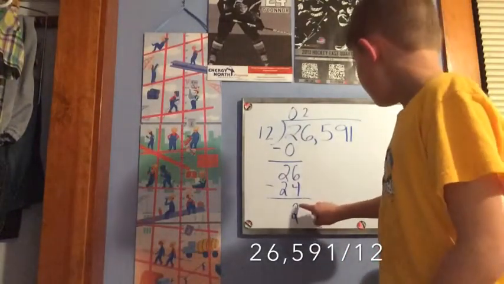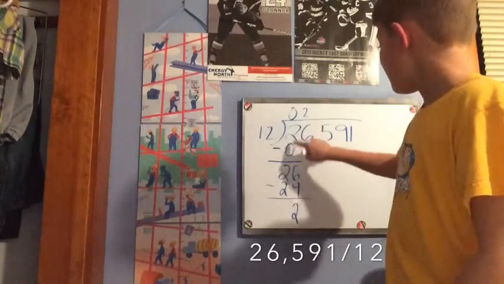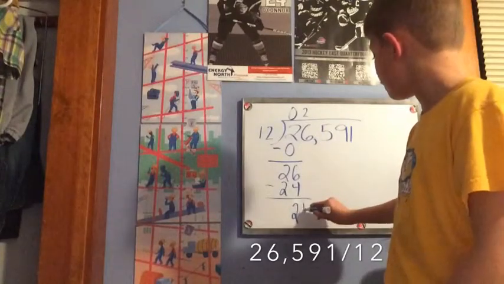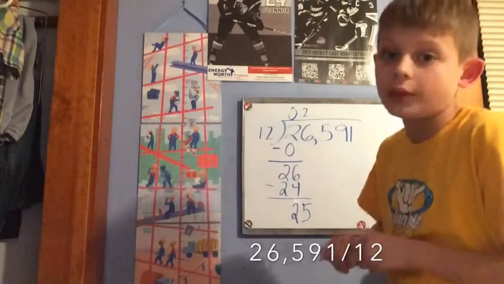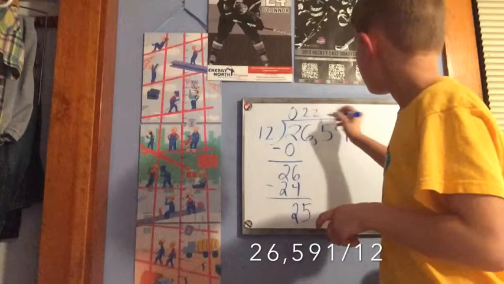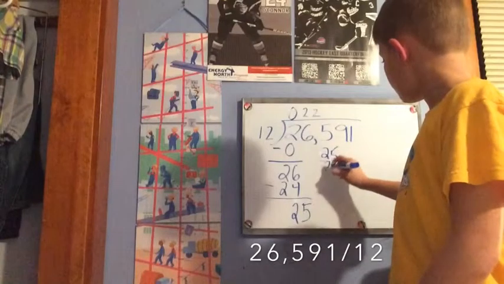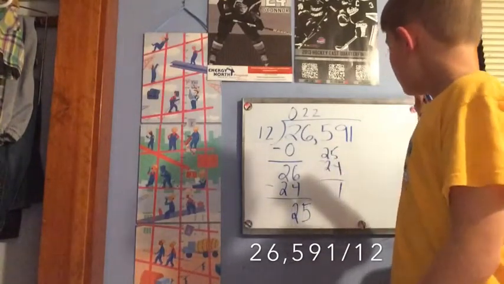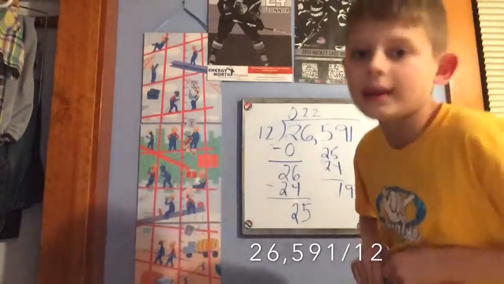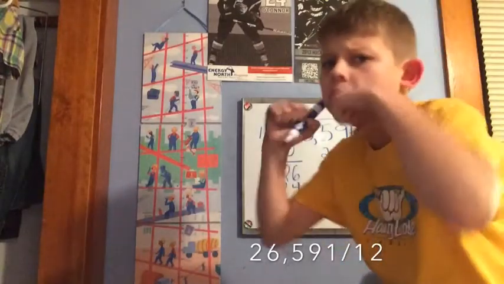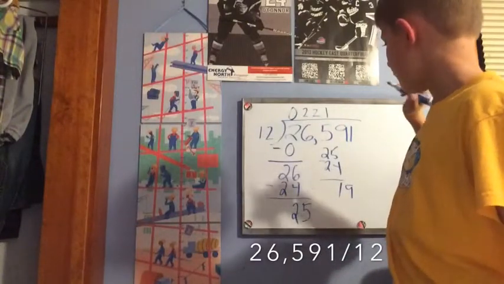We had that 2, we put the 6, and the next digit is a 5. So we put the 5, and that becomes 25. How many 12s are in 25? 2 again. 2 times 12 is 24, so 25 minus 24 equals 1. And so 1 and 9, that's 19. How many 12s are in 19? Just 1.